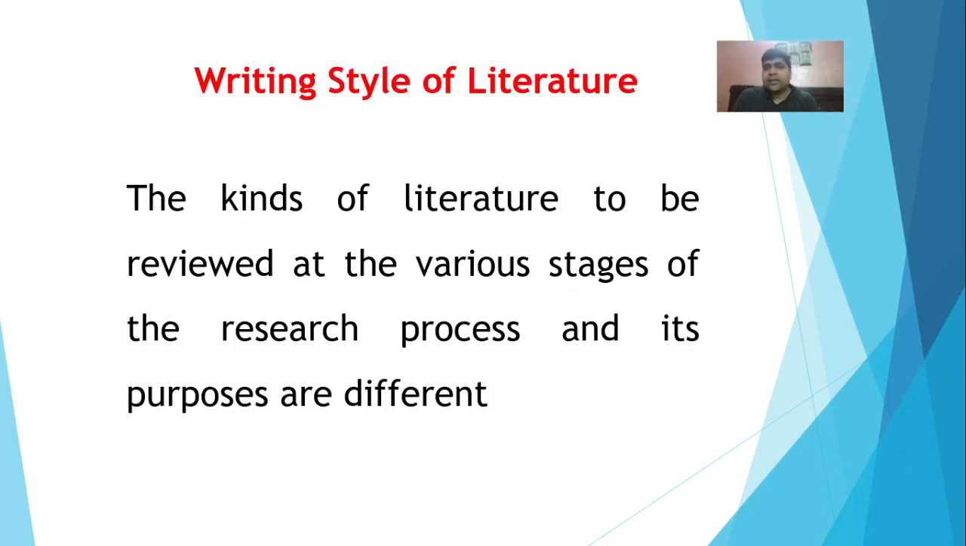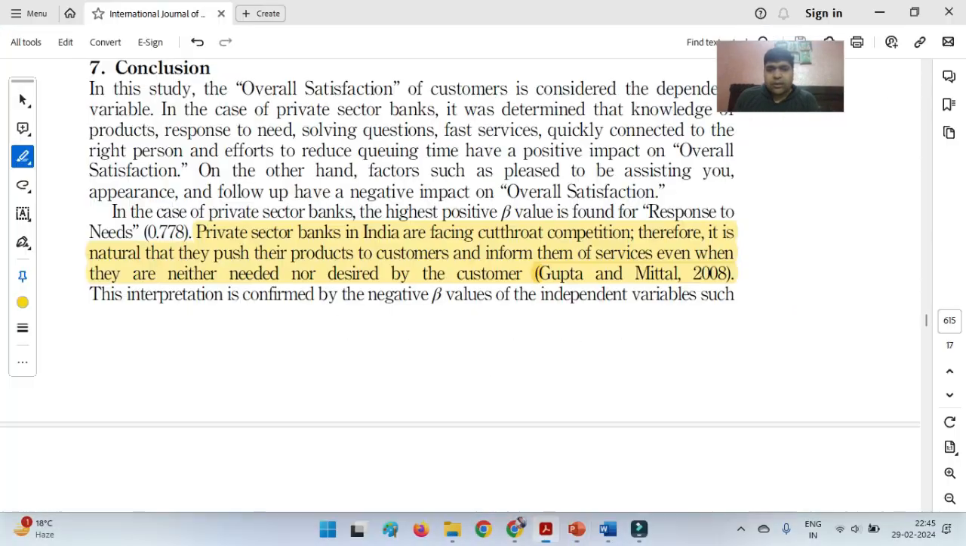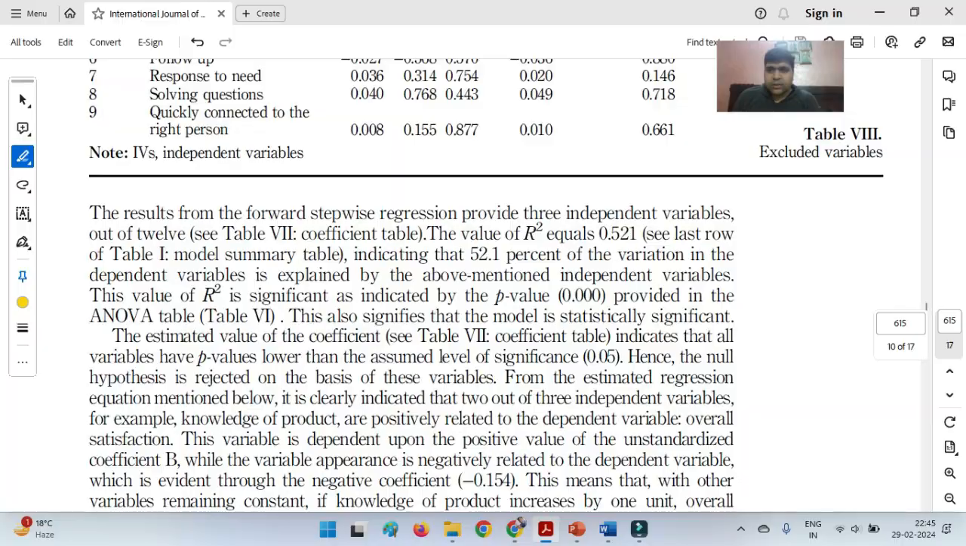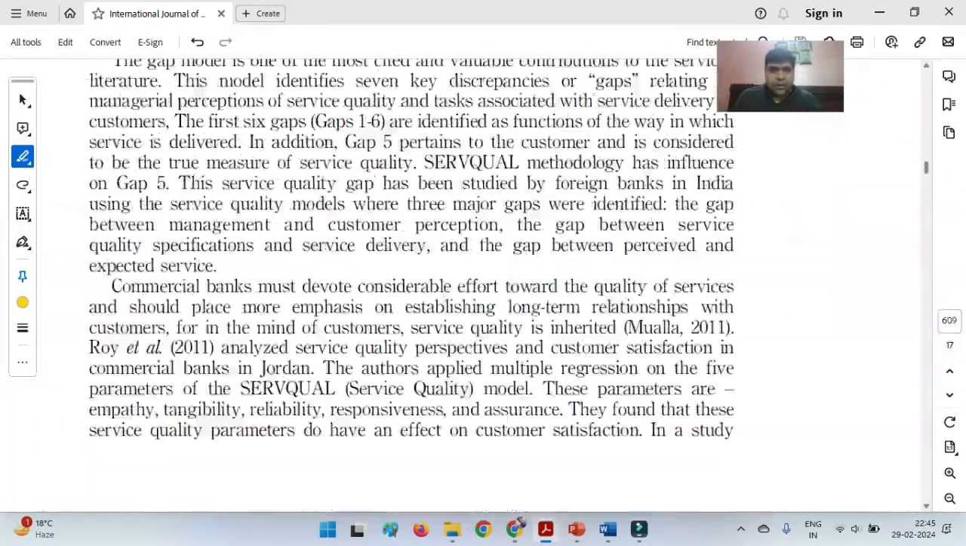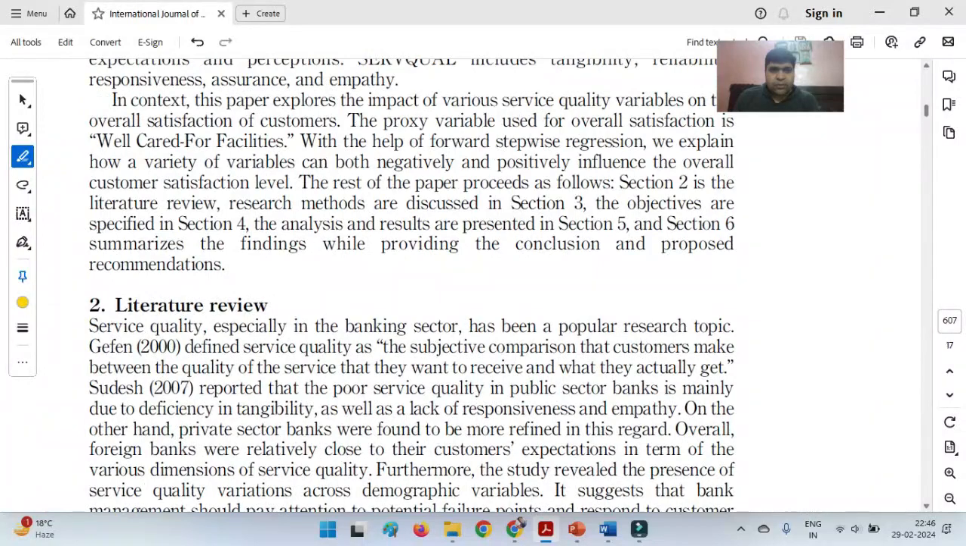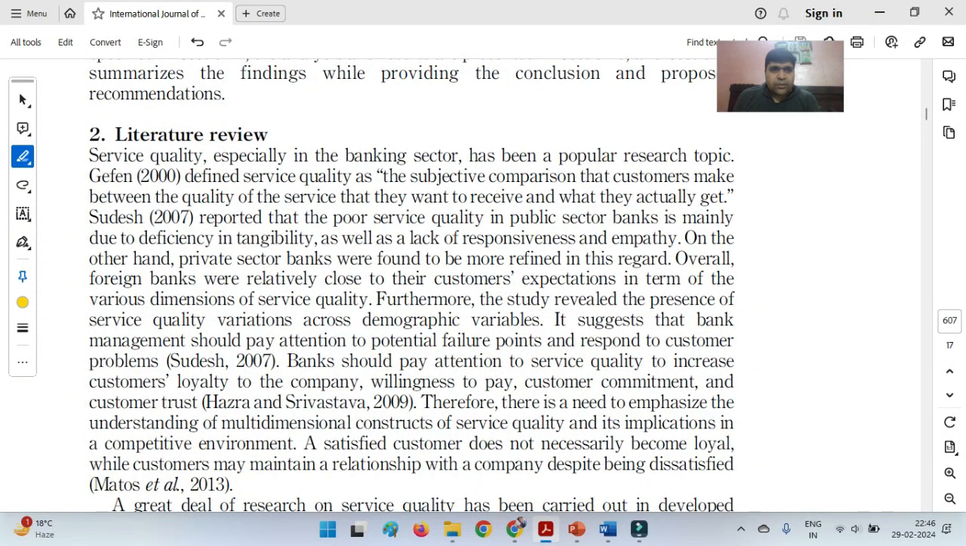So now, what is the writing style of literature? Suppose you read a paper. Now, what I would like to show you again is the paper. Suppose this is the literature review in this paper. This is all written in a story form. Literature review: service quality, especially in the banking sector, has been a popular research topic. Geffen defined service quality as a subjective comparison that customers make. This is one style, one way of writing the literature.